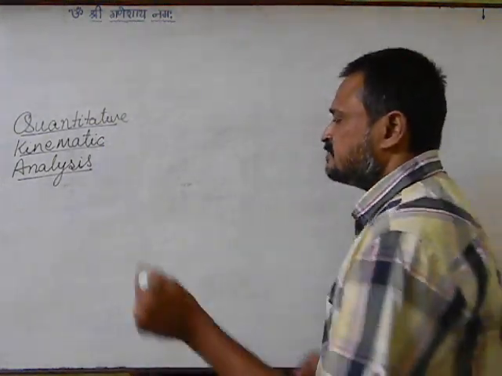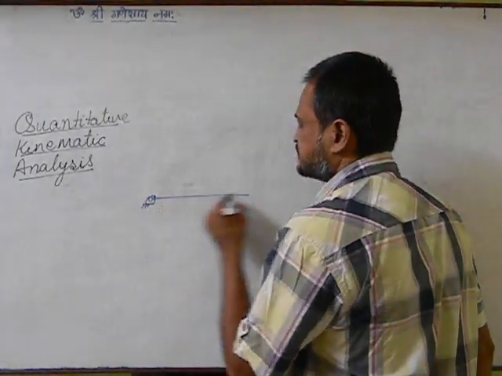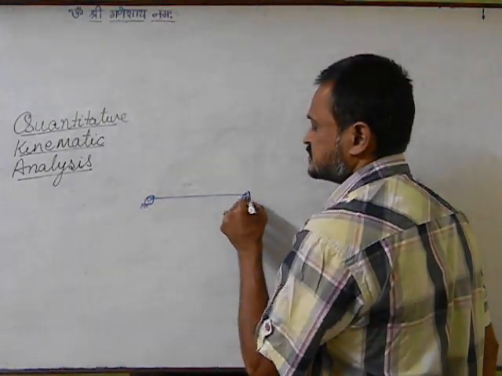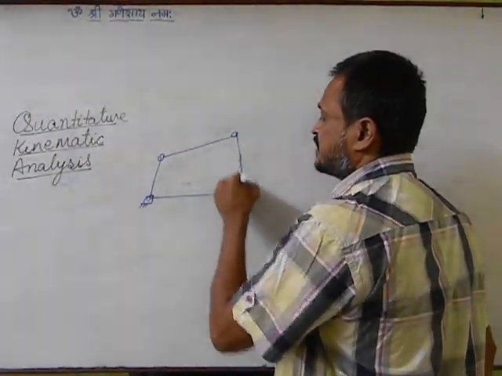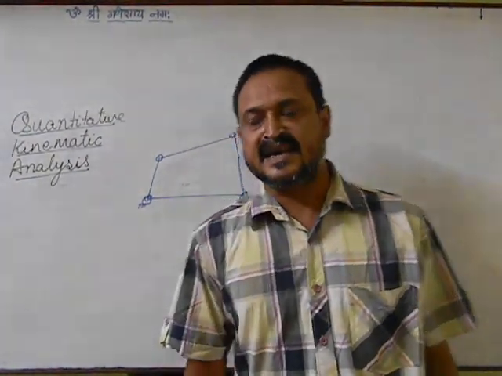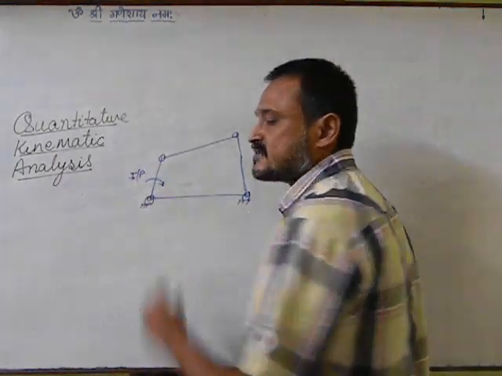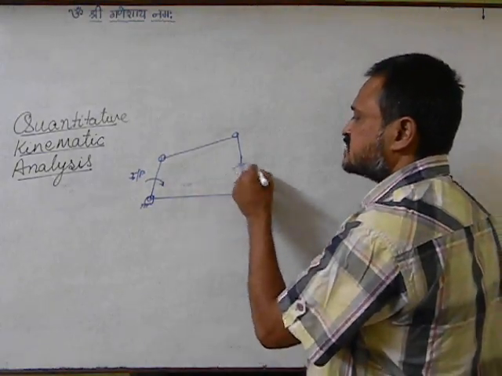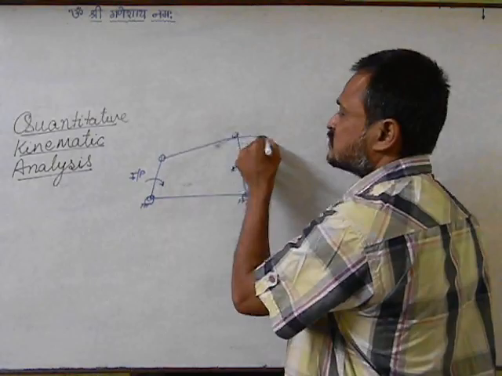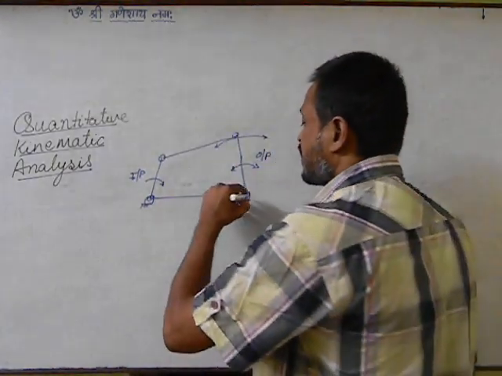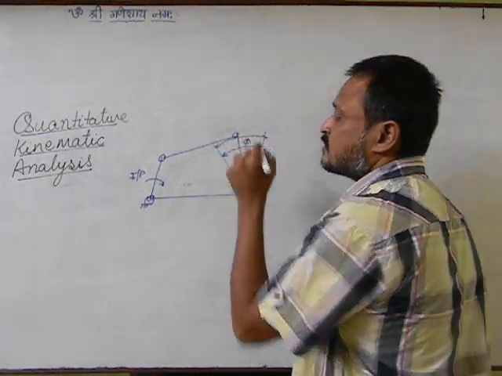So for example, if I take an example of a 4-bar mechanism, as we have seen in various inversions, let us say it is an inversion wherein it is a crank rocker mechanism. So when the crank is rotating, which is input, the output link is oscillating. Now the question comes, okay, how much is this output link supposed to oscillate?